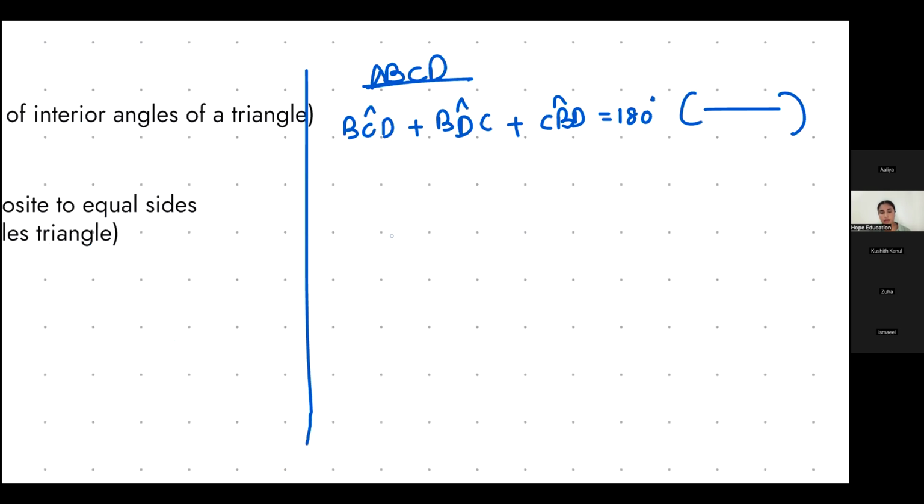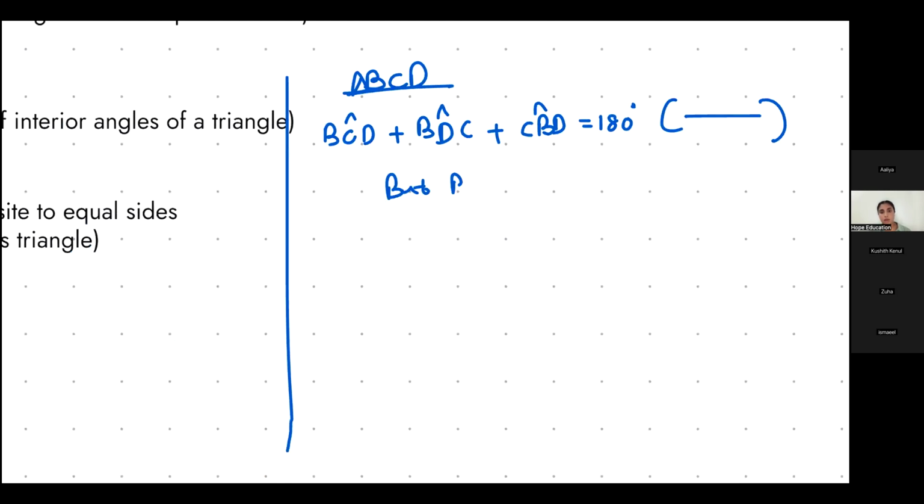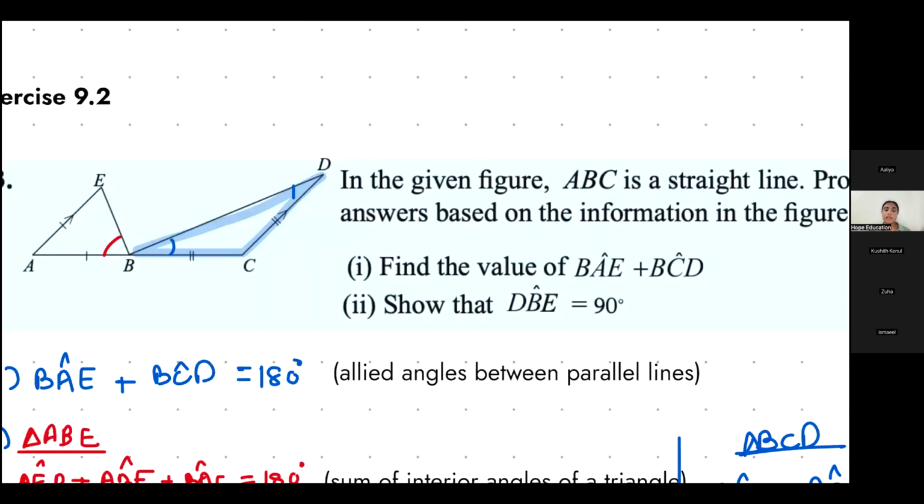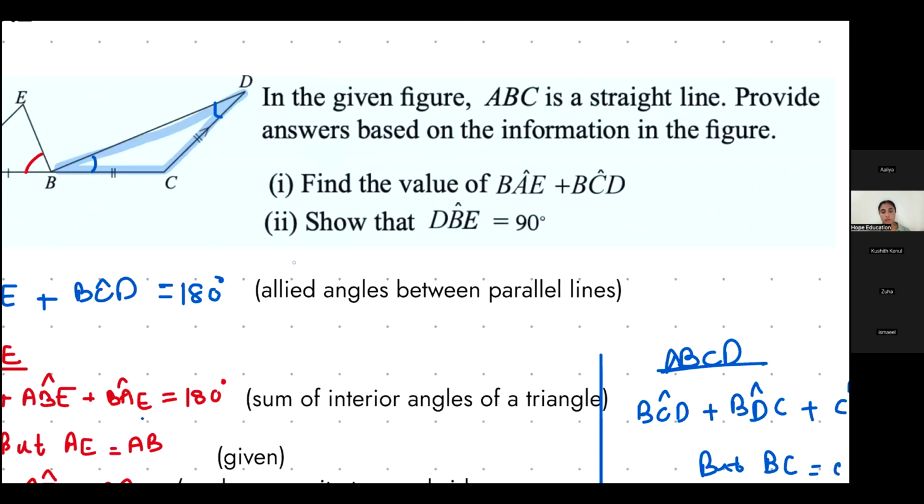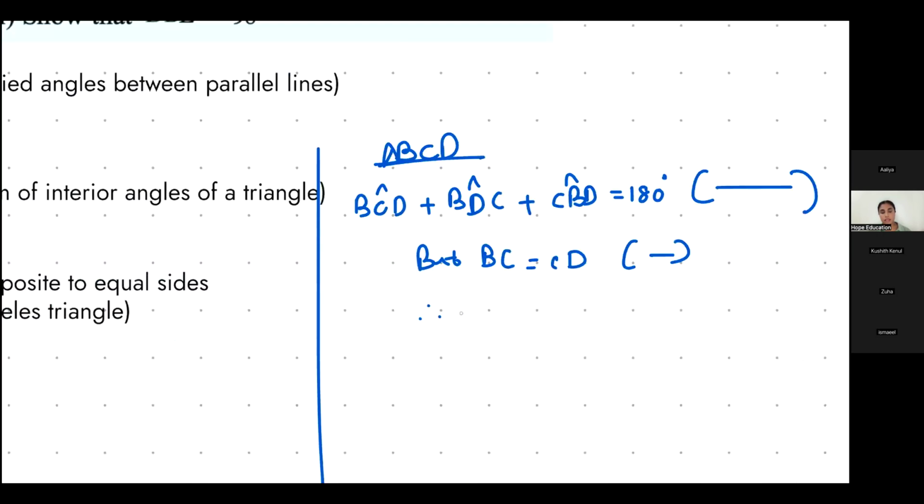But BC side equals CD side, given. Therefore, what are the base angles here? CBD and BDC. Therefore, BDC equals CBD. Here, for the reason, you can write angles opposite to equal sides in an isosceles triangle.